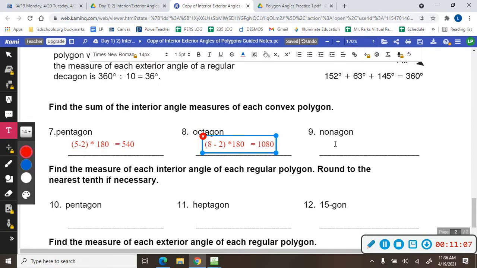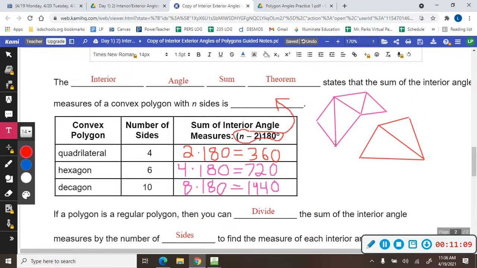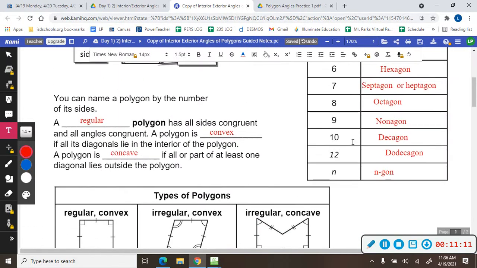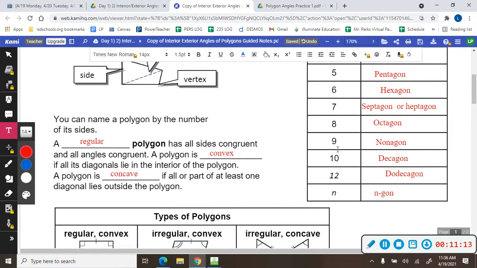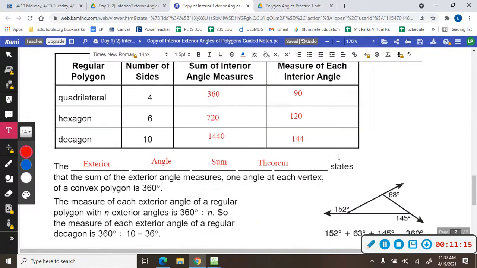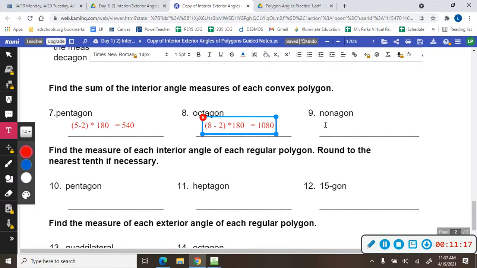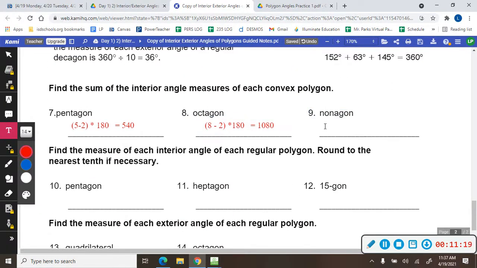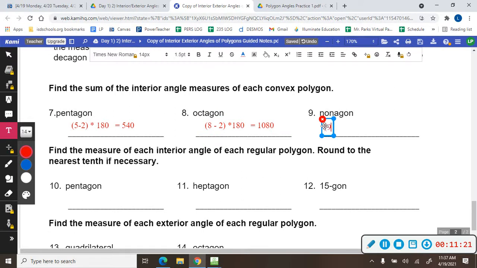A nonagon, maybe you forgot what that is. Go up to nonagon. Nonagon's 9 sides. So you do 9 minus 2 times 180, which is 7 times 180, which is 1260.